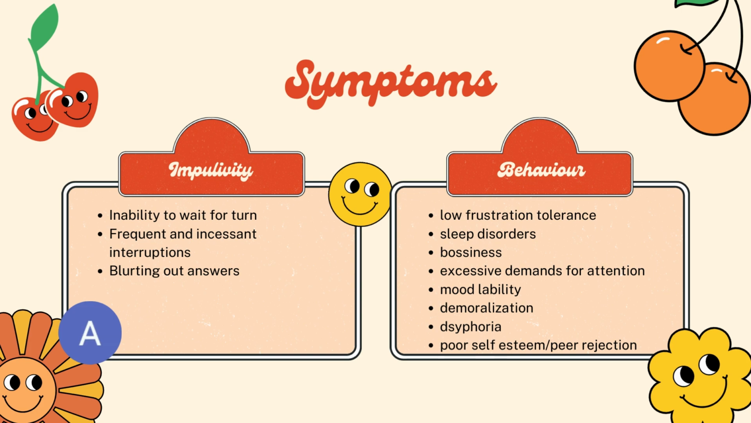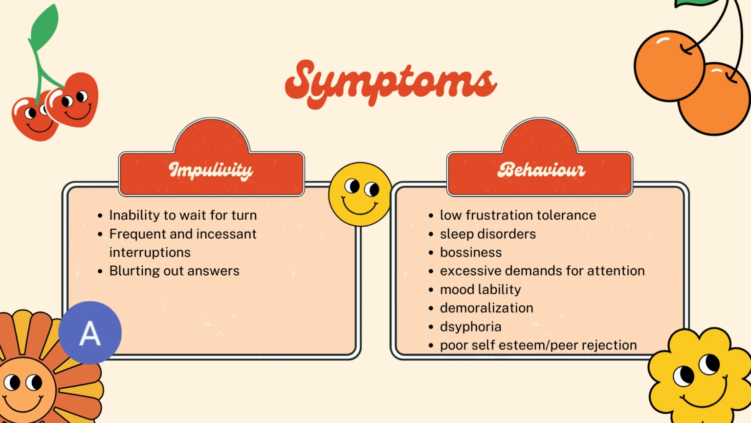They would also show a lot of sleep disorder. This is because of the high intensity of activity going on in their brain, so they will always have energy despite being physically tired, for example. So it would lead them to having difficulty to initiate falling asleep or to stay asleep. Some of them also exhibit bossiness attitude.